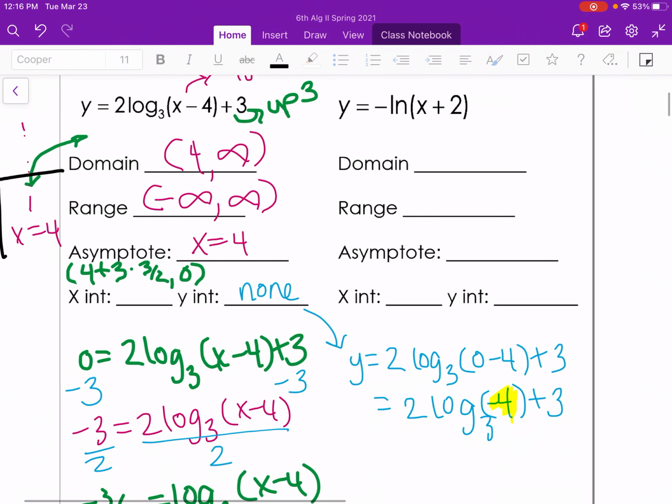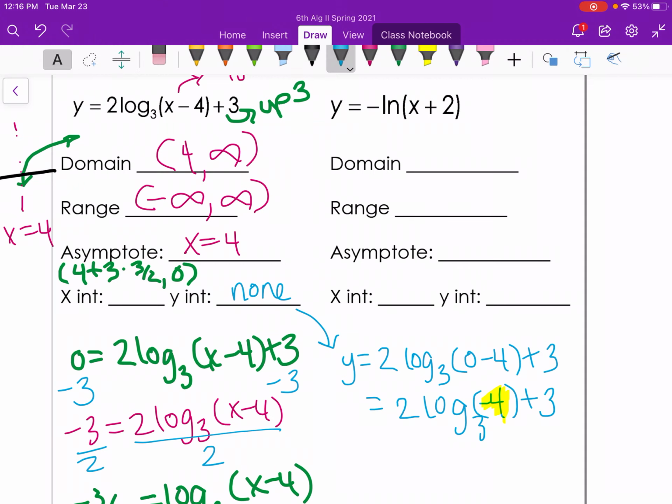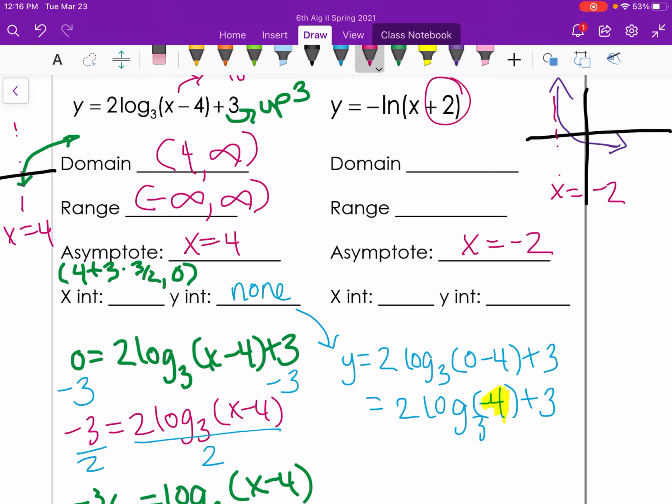For this second one here, the negative natural log of x plus 2, this looks like this here, with my coordinate plane like this. And I have my vertical asymptote at x equals negative 2. That's where my asymptote is, based on that 2 right there. So my domain is from negative 2 to infinity. My range is still all real numbers.